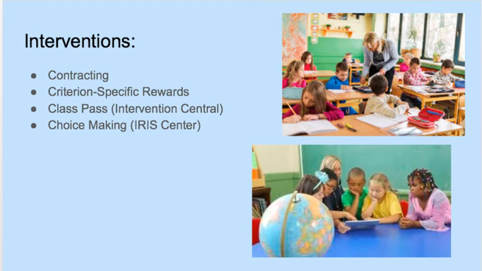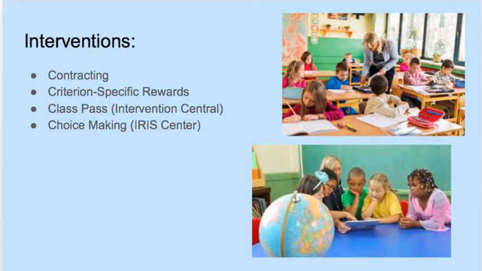So if they behave in the way that they're expected to, then they receive rewards that have been set up for them. ClassPass is an intervention that I got from Intervention Central, and this idea is giving the student a certain amount of passes where they can hand in and go and take a break, whether it be go to a designated portion of the classroom or leave the classroom for a certain period of time. This is for students who get really angry and frustrated and might make a scene in the classroom or start distracting others.